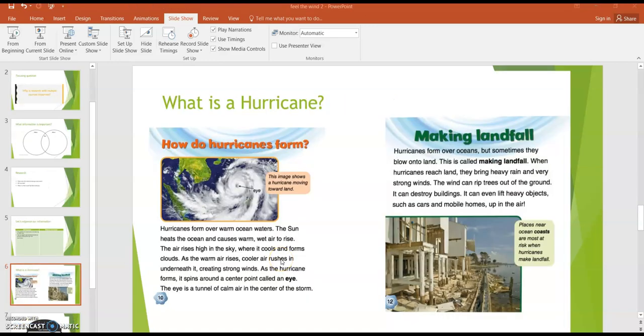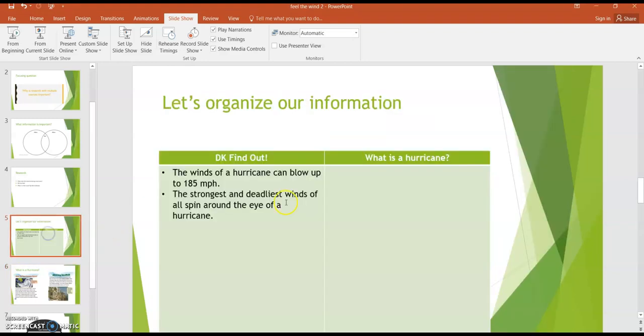Here are a few pages from the book, What is a Hurricane? This book came from Epic, and I chose a few pages that showed some information about wind. So I'm going to head back to my graphic organizer, and my friend Ms. Zivic is going to share information that she learned from these two pages.